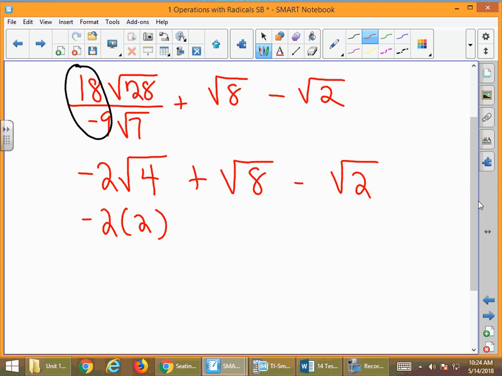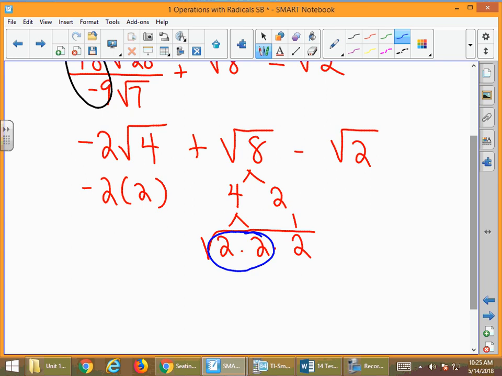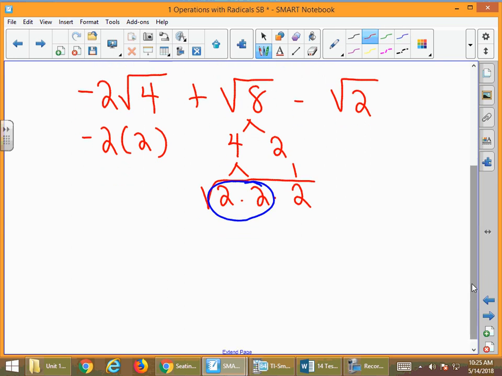Over here with the square root of 8, we're going to simplify it. And 8 is 4 times 2, which is 2 times 2 times 2. And once again, we need 2 of the same value to take out 1. So we're going to end up with 2 square root of 2. This last term here is the square root of 2. We can't do anything to it.